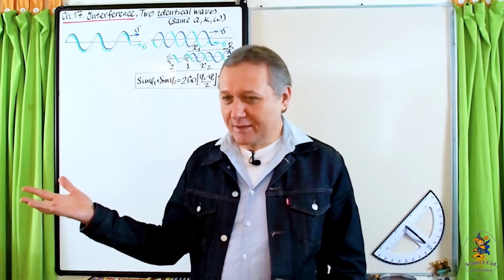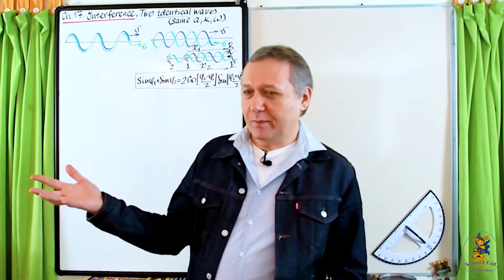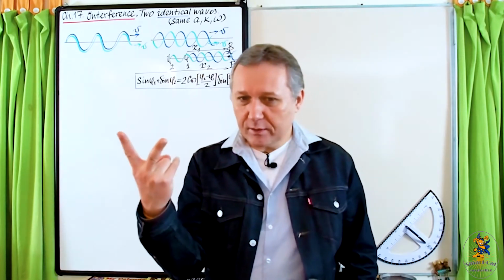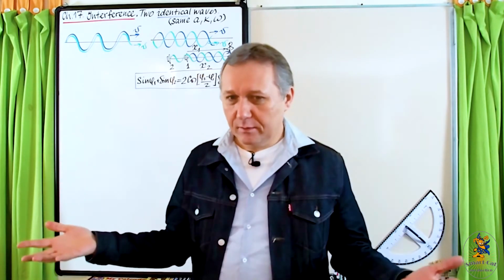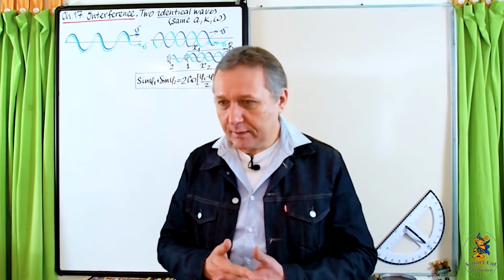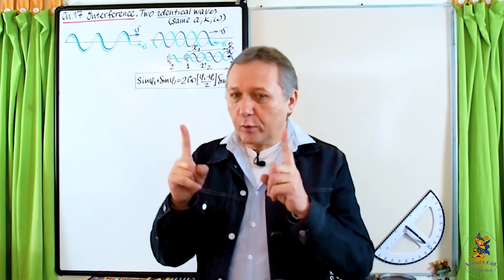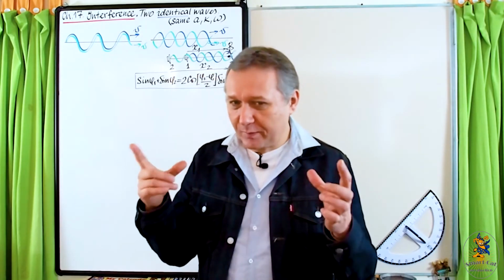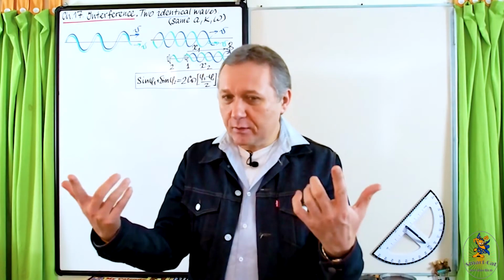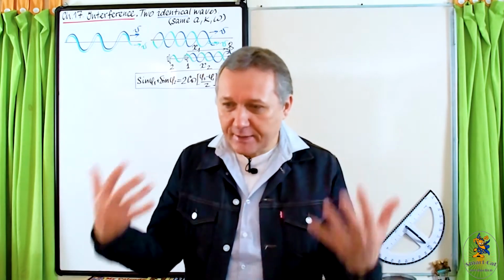So next step, logically, what should be the next step? Increase the number of waves. What if we have two waves overlapping, interacting somehow? What are we going to get in these situations? And we're going to simplify our life to some extent. We're going to assume that these two waves which are interacting are identical.